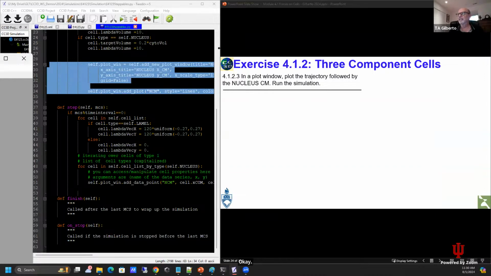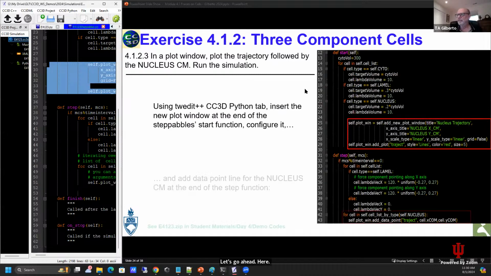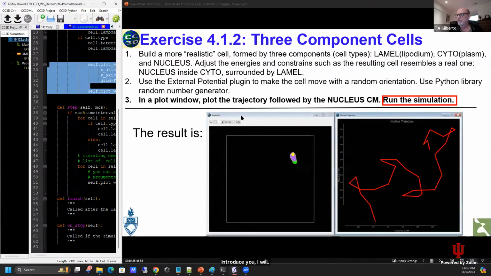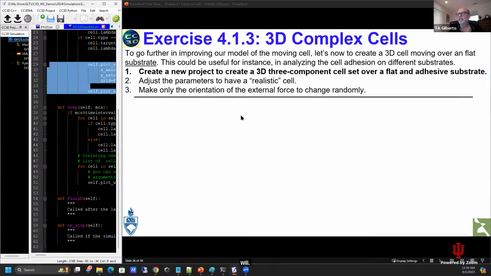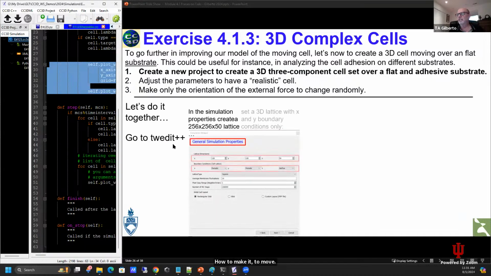And I will introduce you. This is what you see. In the last part of this talk, I will talk about the 3D complex cells: how to create the 3D cells, and how to make them move. So this is the example I load here.